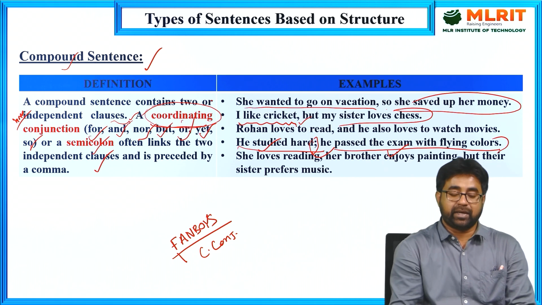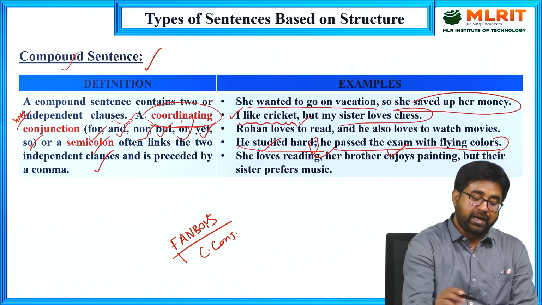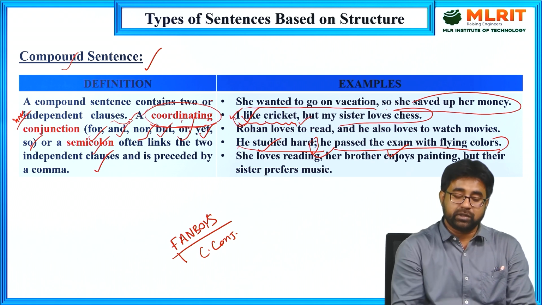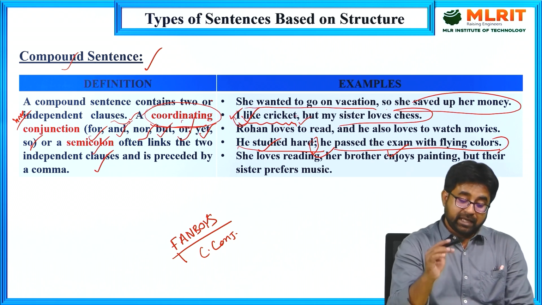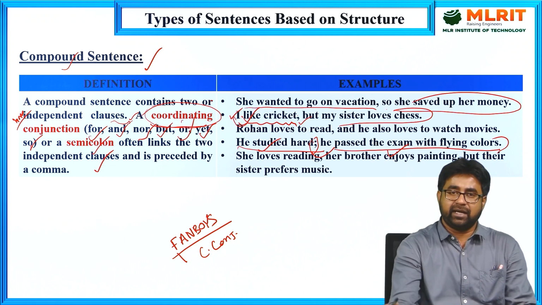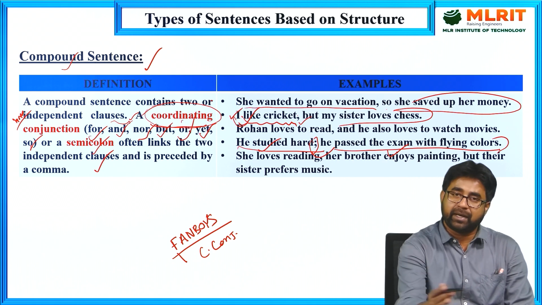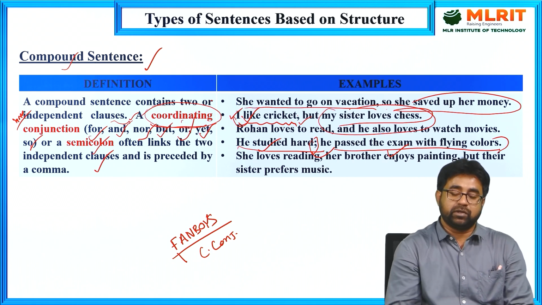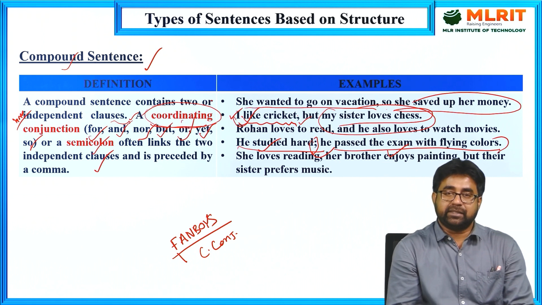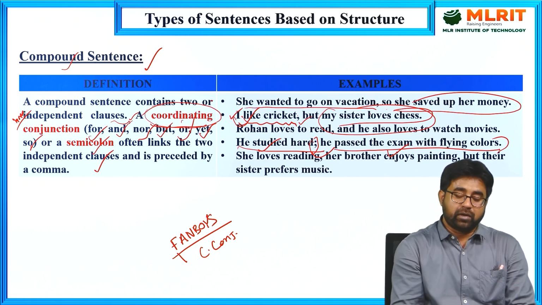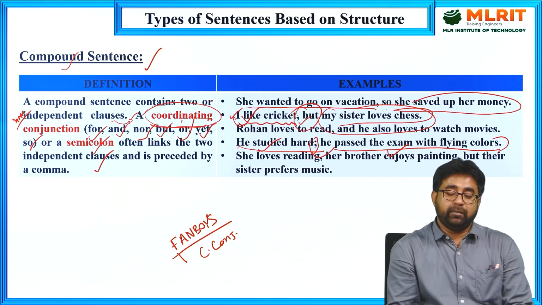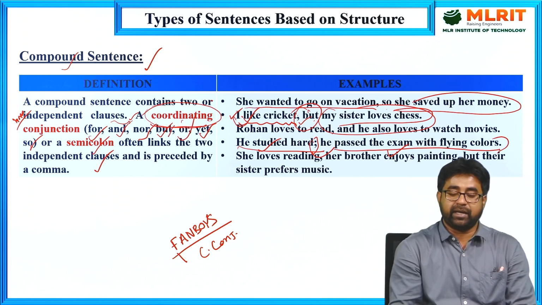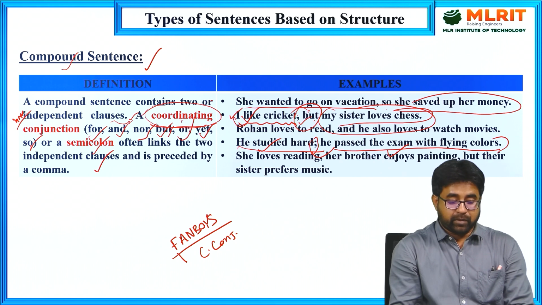I like cricket is one independent clause. Why? Because you can find one subject, one verb, this pair is there, so it's a clause. What kind of clause is it? It's an independent clause, because I like cricket is completely conveying a thought. It is not depending on any other part of the sentence. On the other hand, my sister loves chess is also conveying a complete thought, right? So two independent clauses are joined by what? A coordinating conjunction. But is an example of a coordinating conjunction. So that's why they are known as compound sentences.